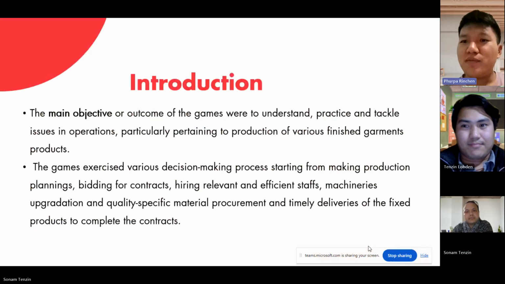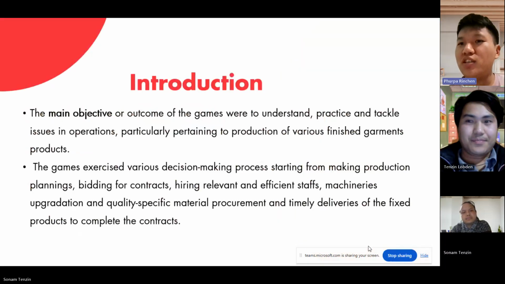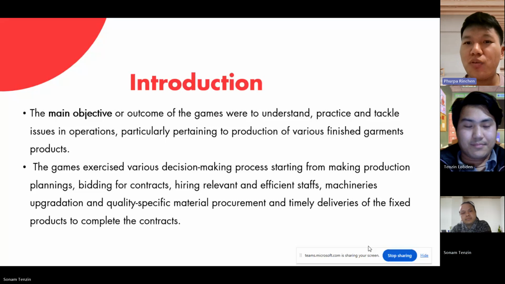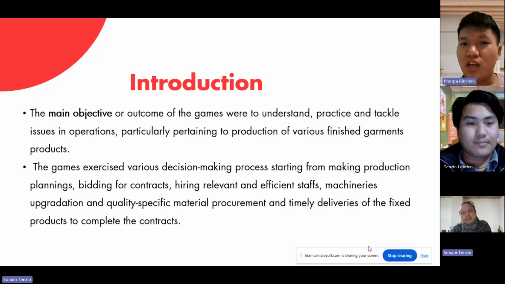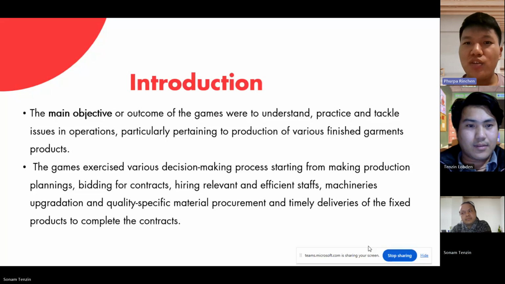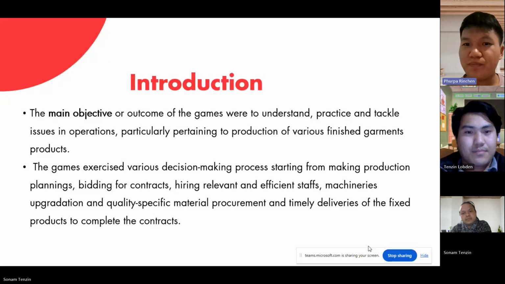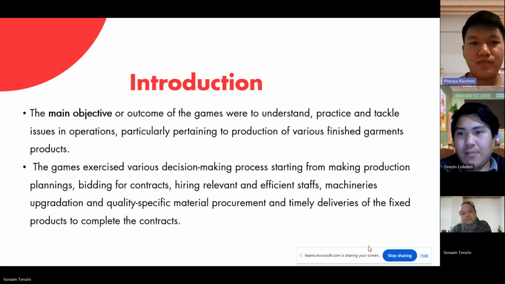So the main objective of this game was to help us understand how operation management works in the real world, particularly with regard to the production of finished group garment production. And throughout the game, we were asked to do production planning, bidding for contracts, hiring efficient staff, and machinery upgradation in order to help our company gain a good reputation and improve our final income.